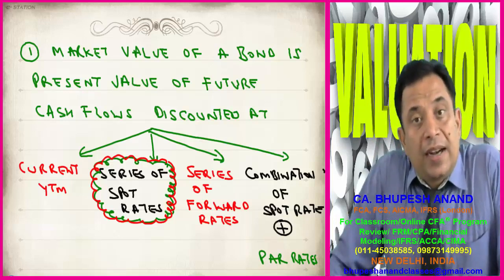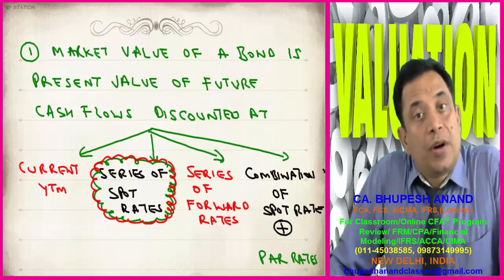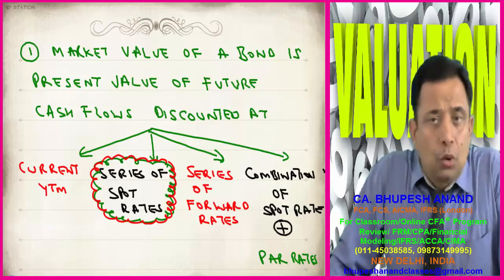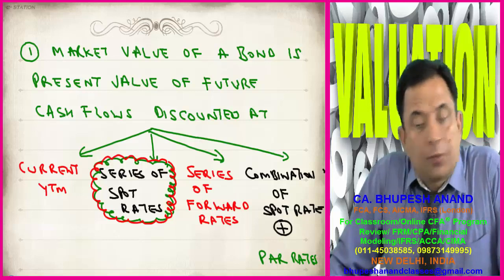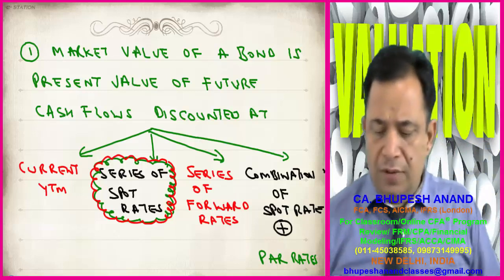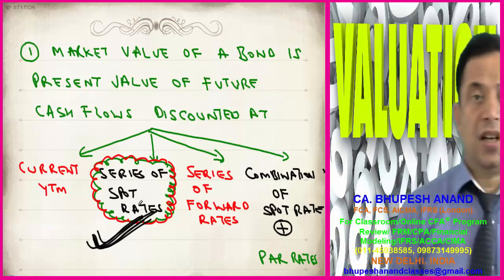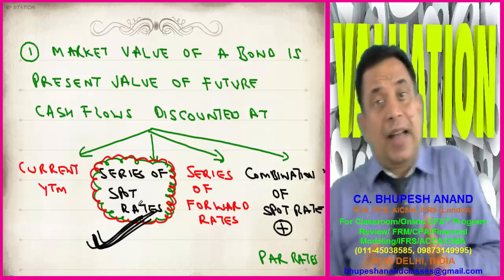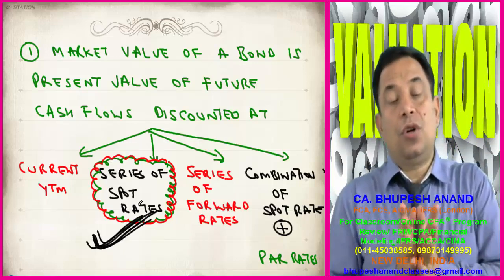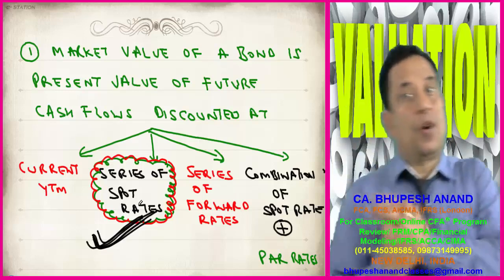The discounting rate can be current YTM, series of spot rates, series of forward rates, and the mixture of spot rates and par rates. That last one, the combination of spot rates plus par rates, is not in your course. That is in CFA curriculum Level 2. But no doubt I will be explaining some parts. So in today's lecture, I will be covering what is the meaning of spot rates, how we interpret that, and what is the procedure for calculating the value of a bond with the help of spot rates.